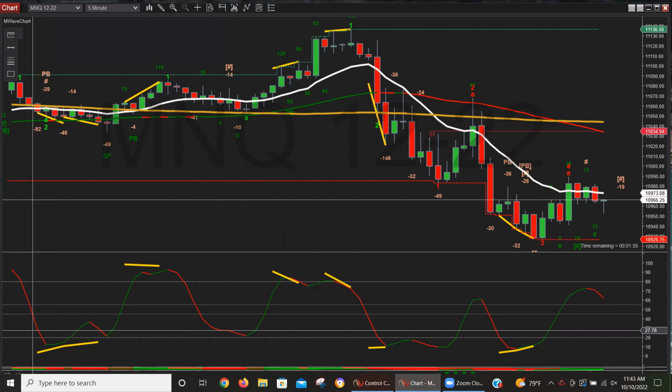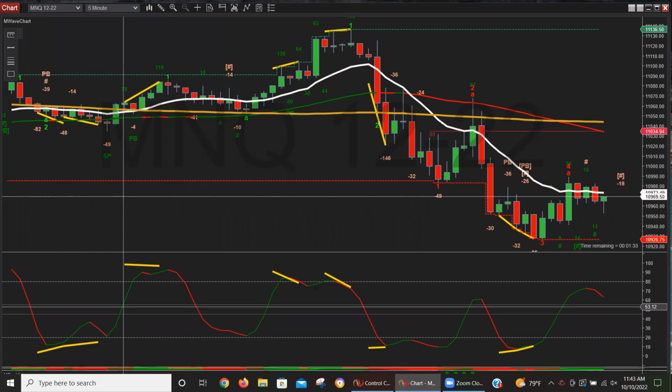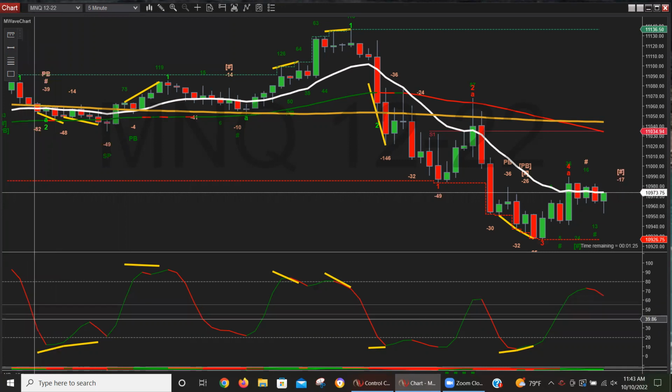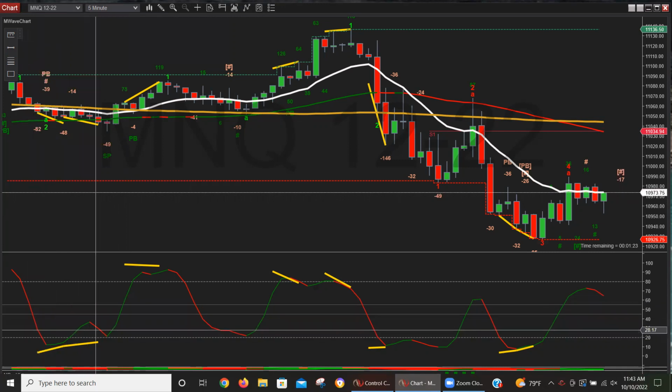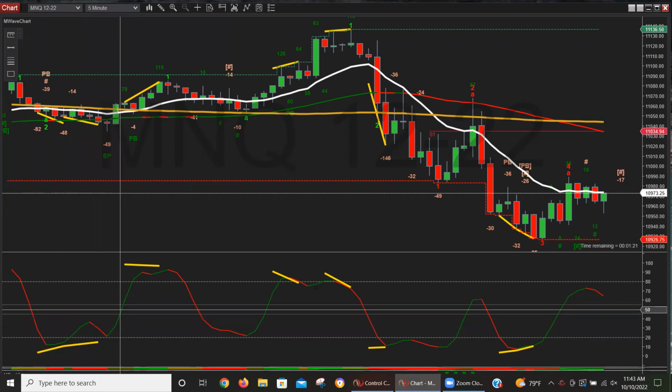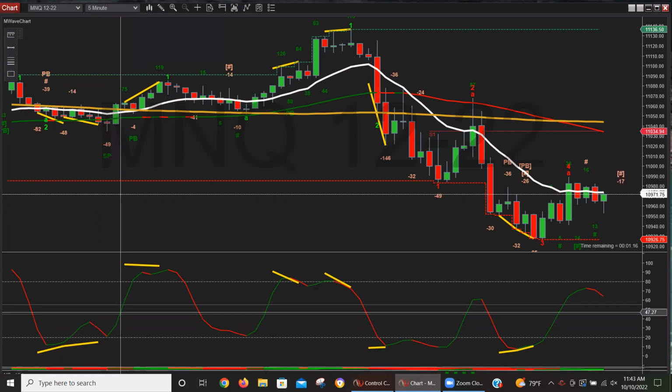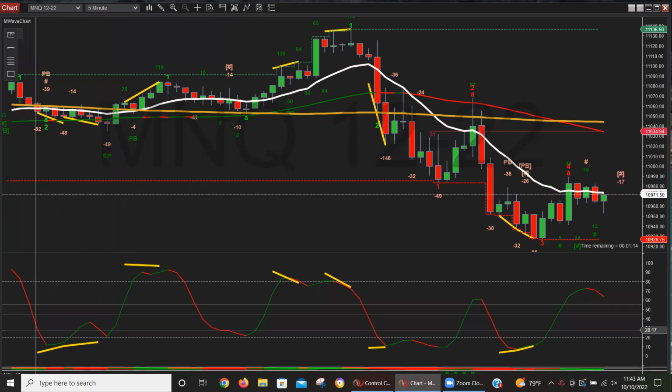I'm sorry, I should say hooks back up above 55. So it's got to come below 45, go back up above 55. So down here, it hooked below 45, stayed down here until it hooked back up here. That's a true cycle low. So all of this is a cycle low.